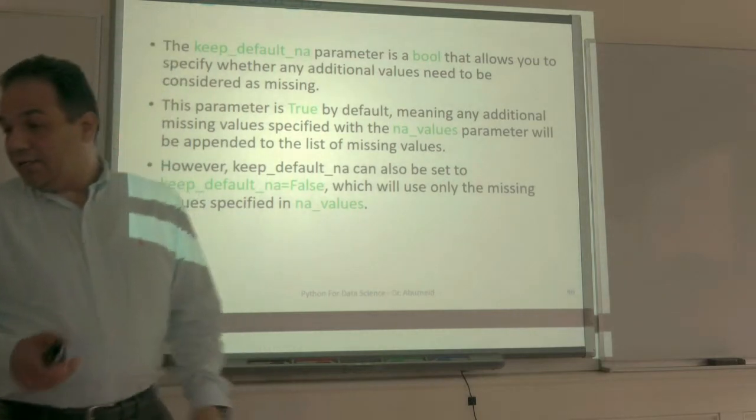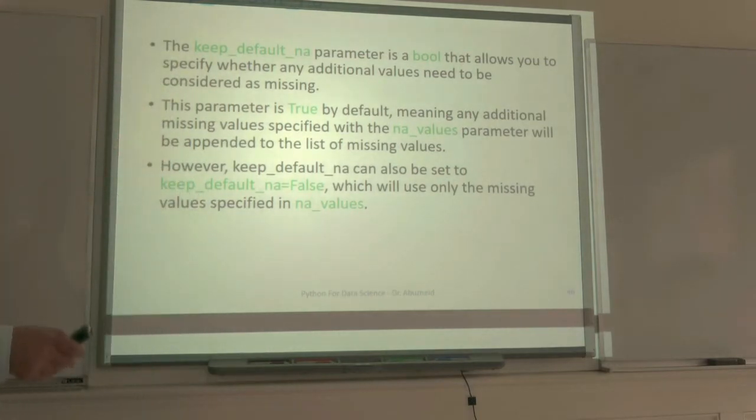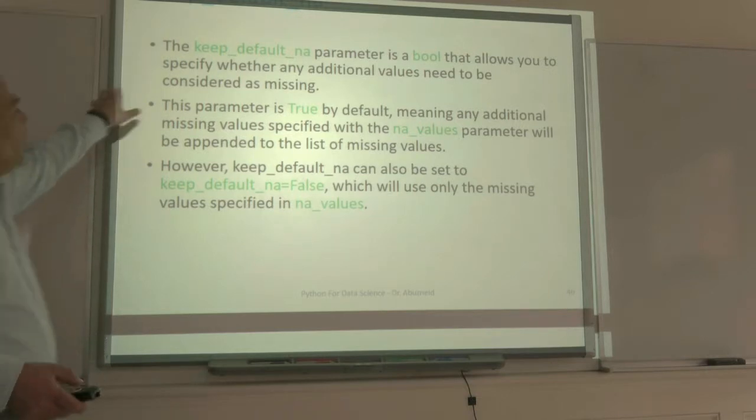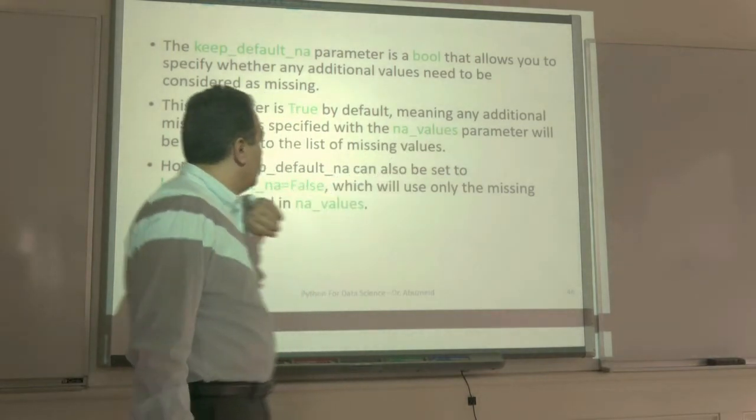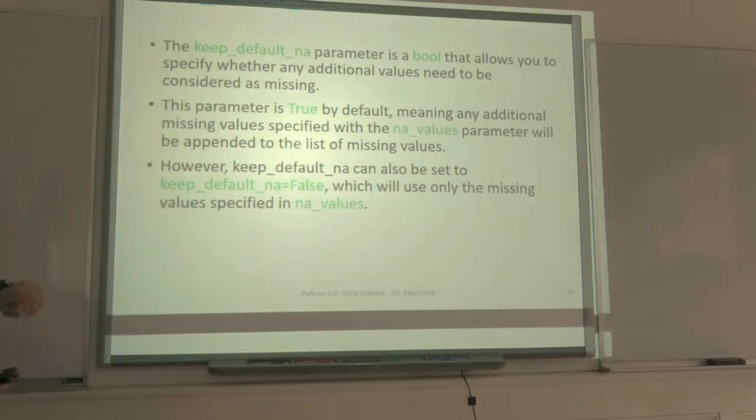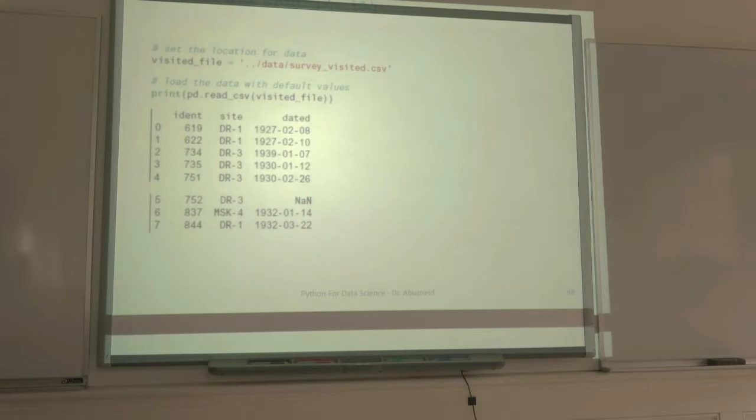The other one is keep default NA. The keep default NA parameter is a boolean that allows you to specify whether any additional values need to be considered as missing. The parameter is True by default, meaning any additional missing value specified with NA values will be used. All right. Maybe the example will make it clearest.